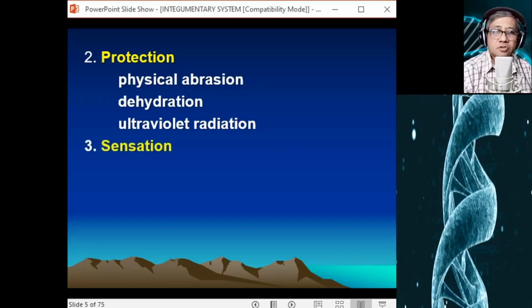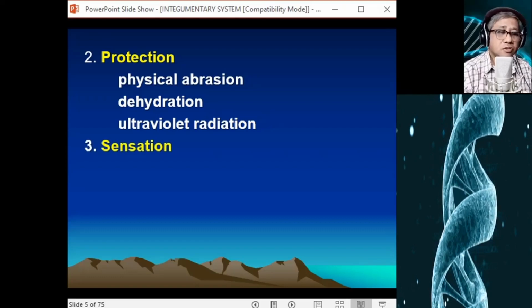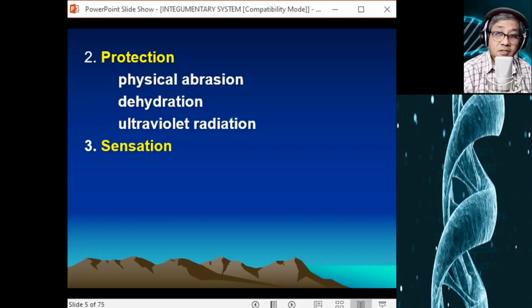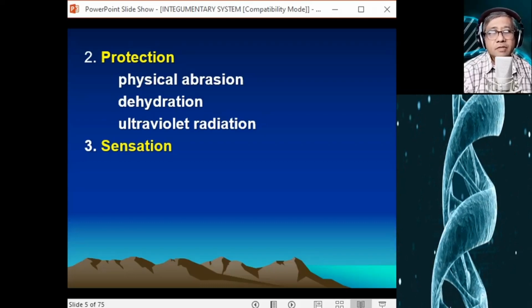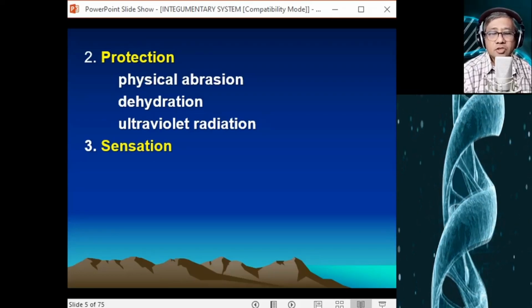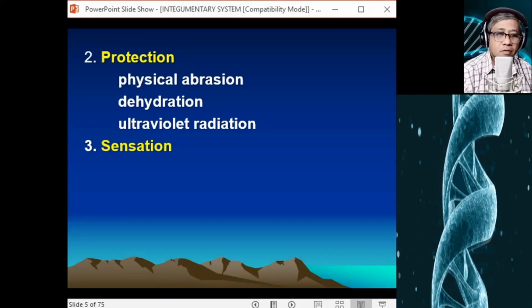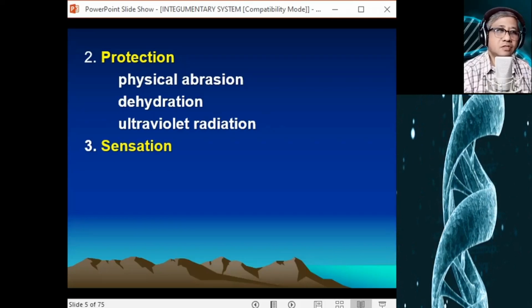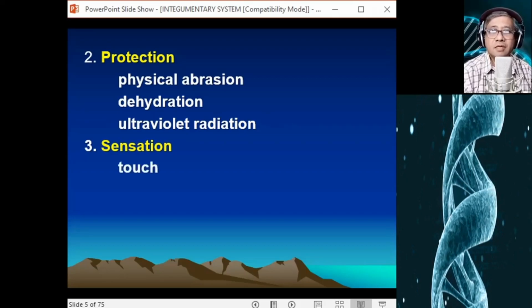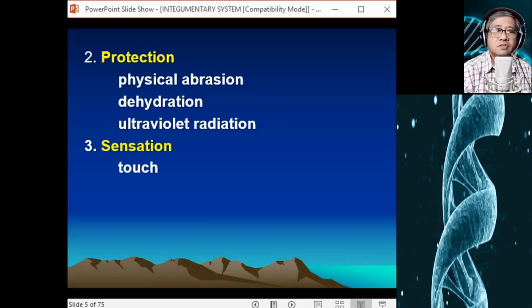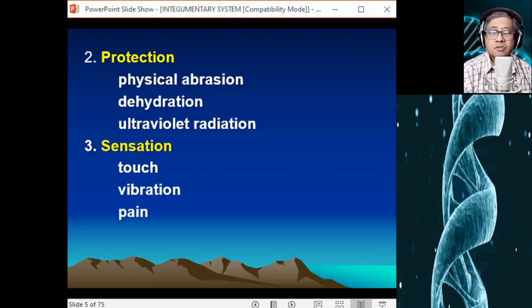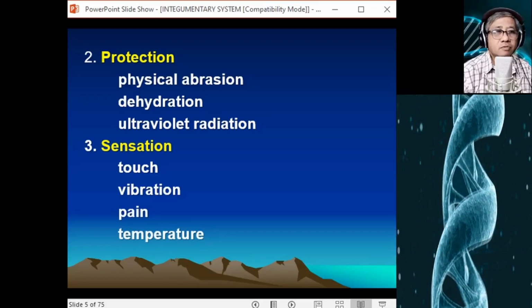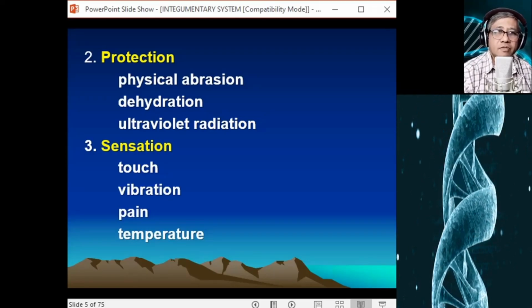Also, the skin, as I mentioned earlier, is a sense organ. Sensation is also one of the major functions of the skin because the skin has nerve receptors that can detect pressure or even changes in temperature. The skin having these sensory receptors makes it a sense organ. So the skin is the largest sense organ in our body. Our skin has nerve receptors that are sensitive to touch, vibrations, and pain, and also certain nerve receptors that can detect changes in temperature.